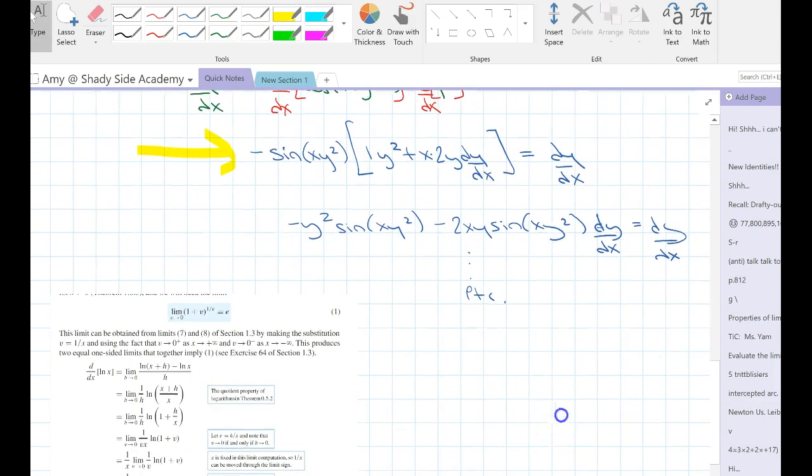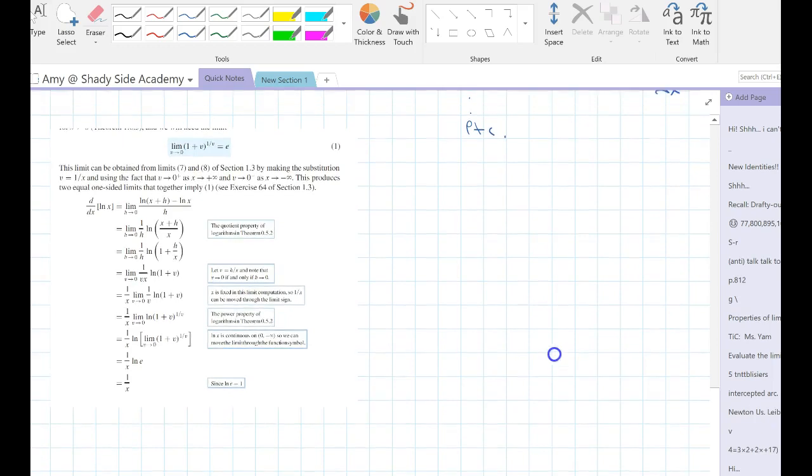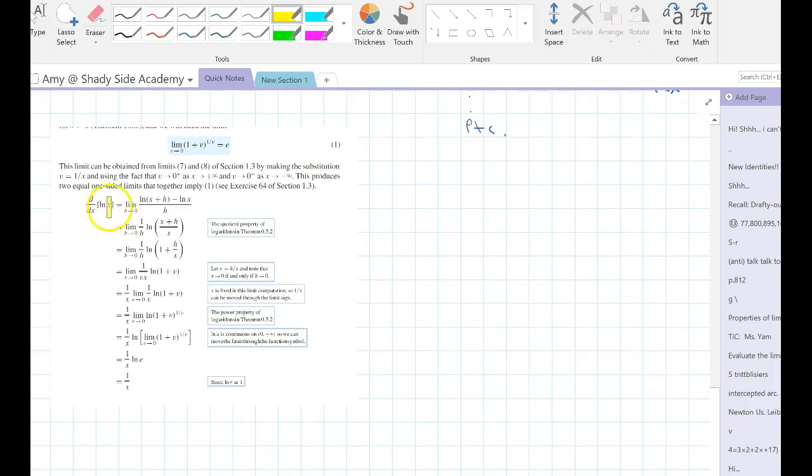Okay. Moving right along, what I want to derive here for you is the derivative of the natural log of x. So the question here is this: if y equals ln x, natural log of x, what is the derivative of that? This is the derivative rule we don't have.